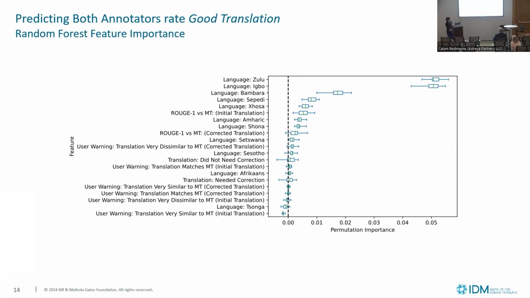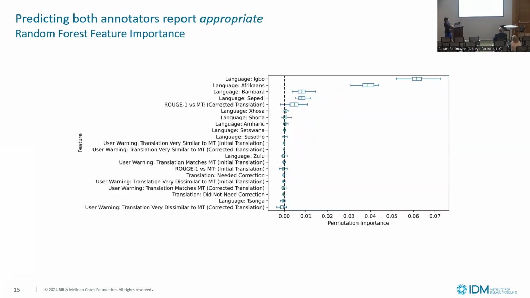I didn't go into all the details, but we do actually provide warnings to our translators to help nudge them toward a better quality translation. So there's quite a lot that goes into this process. Second, if we predict the appropriateness label, then we can see again that there are certain languages that are more likely to be correlated with good appropriateness. And conversely, you can see that if there are warnings, in this case, presented to the second translator, then those are less likely to be appropriate.